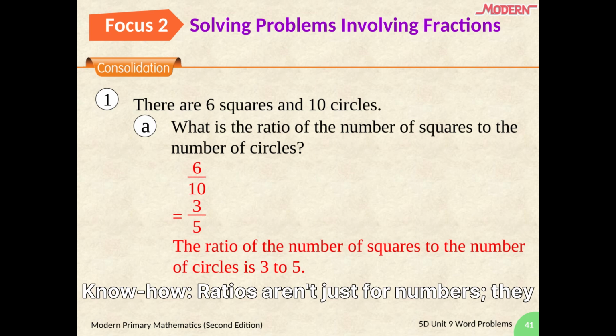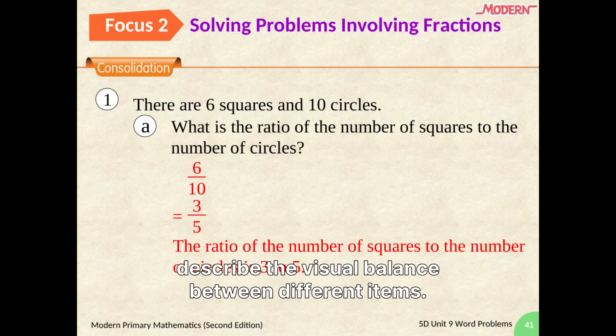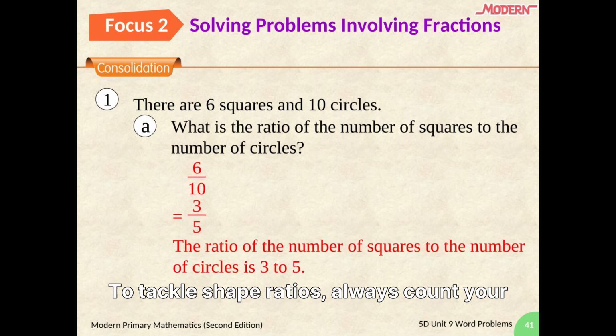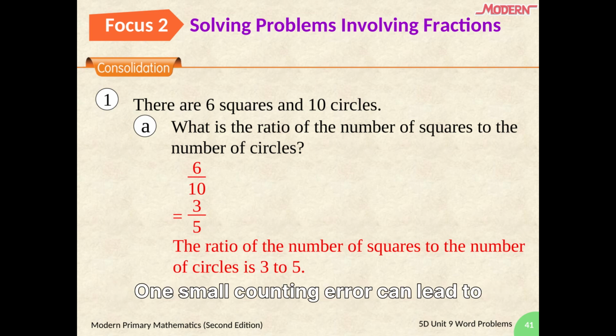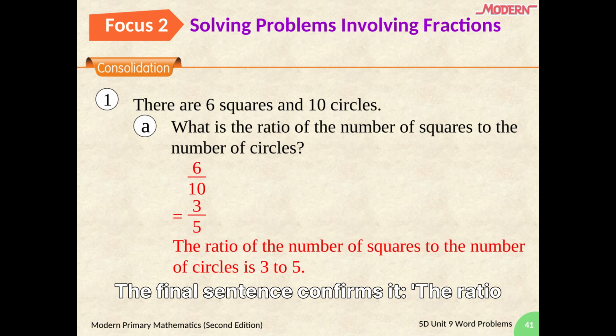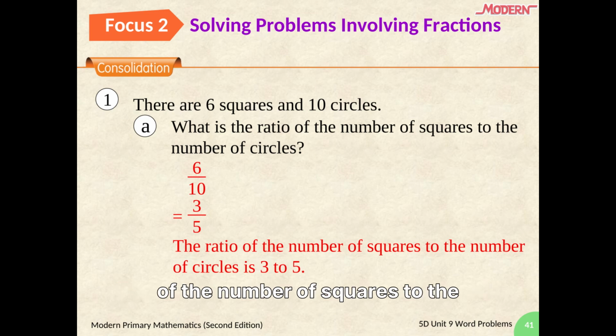The ratio is 3 to 5. It's a very clean comparison. Know-how: ratios aren't just for numbers. They describe the visual balance between different items. For every 3 squares, there are 5 circles here. To tackle shape ratios, always count your items carefully twice. One small counting error can lead to a wrong ratio. Accuracy is key. The final sentence confirms it. The ratio of the number of squares to the number of circles is 3 to 5. Great start to Section 9.